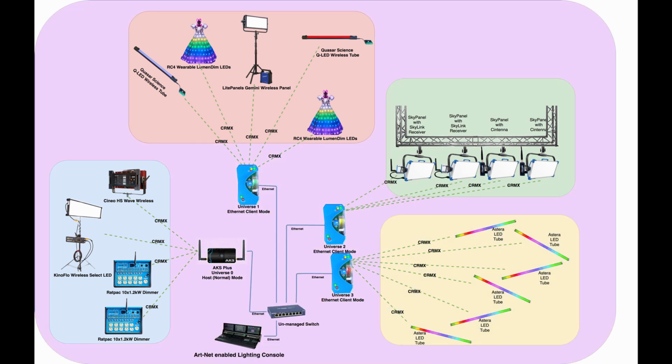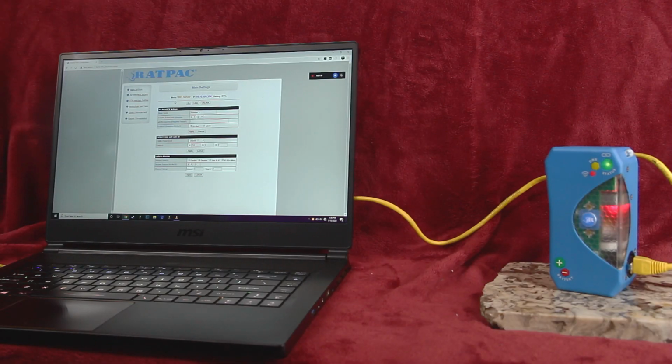Client mode can be enabled by either double-clicking the power button for Wi-Fi client or clicking 5 times for Ethernet client. The unit can be restored to host mode by triple-clicking the power button. The unit will transmit a universe of CRMX, regardless of what mode it is in.